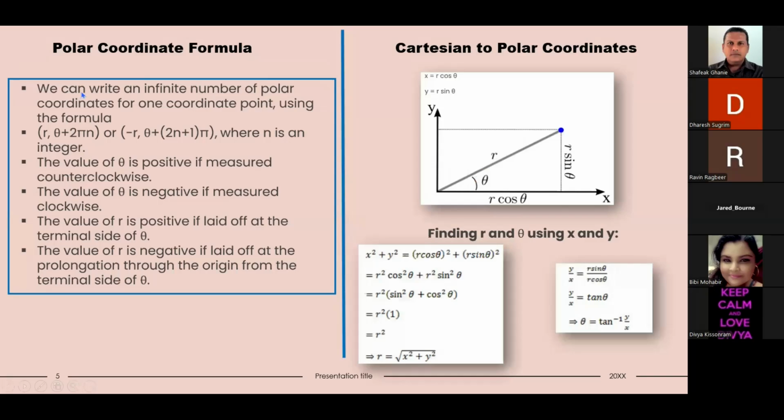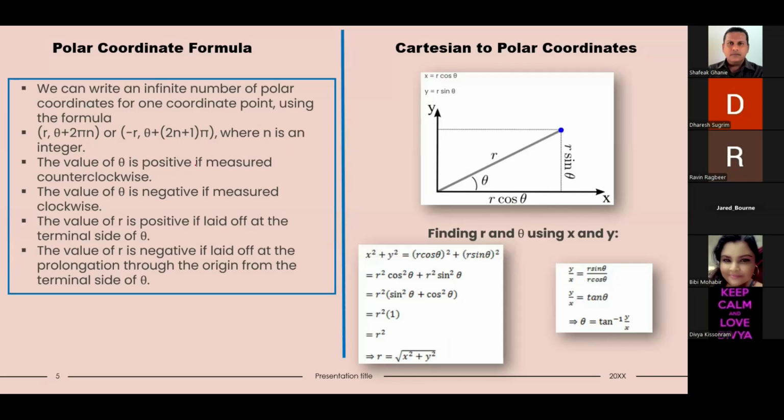Let's look at some definitions here. We can write an infinite number of polar coordinates for one coordinate point. I'm going to go more into that so you can see what I'm talking about. Using the formula, you have (r, theta plus 2 pi n), or it could be (minus r, theta plus (2n plus 1) times pi), where n is an integer.